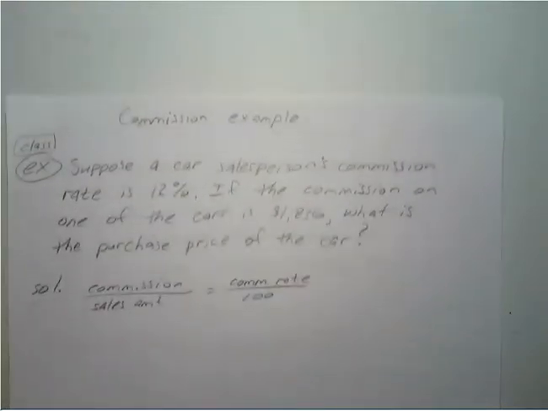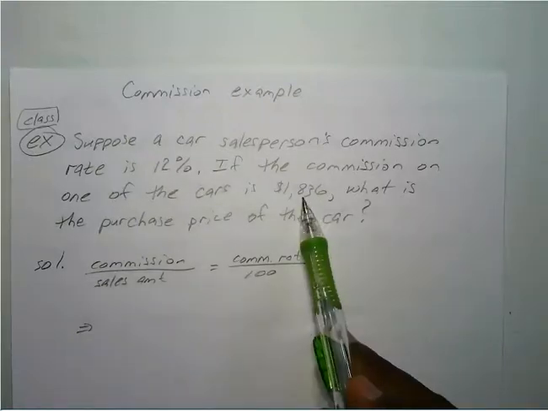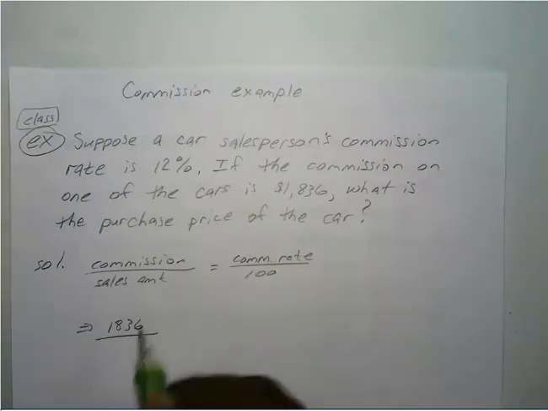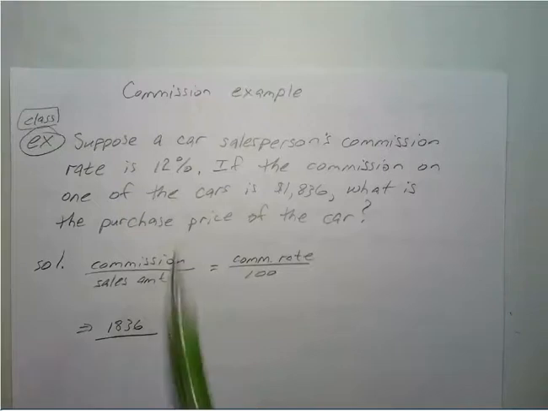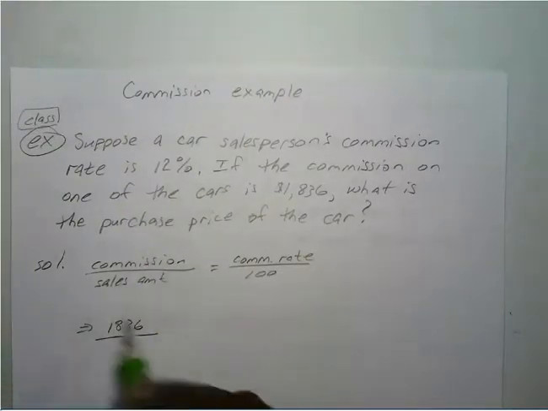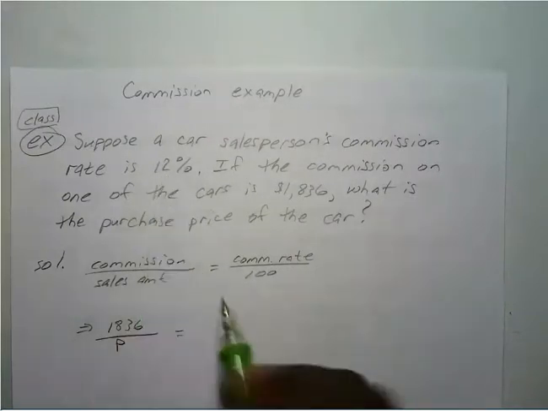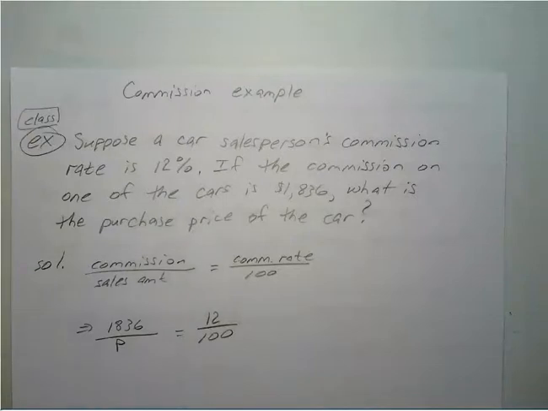All right, so your commission amount, the amount of commission made, was $1,836. Divided by the sales amount, we don't know. That's what we're solving for, the purchase price of the car. So since we're looking for the purchase price, we'll make that P is equal to the commission rate, which is 12%, over 100.